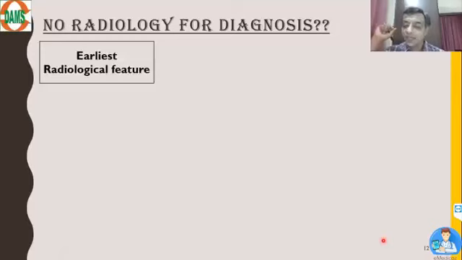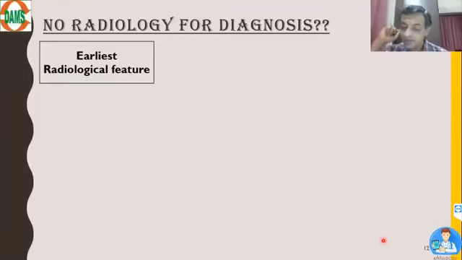Number one question, everybody answer please. What is the earliest radiological feature in a patient of RA? I want you to answer.